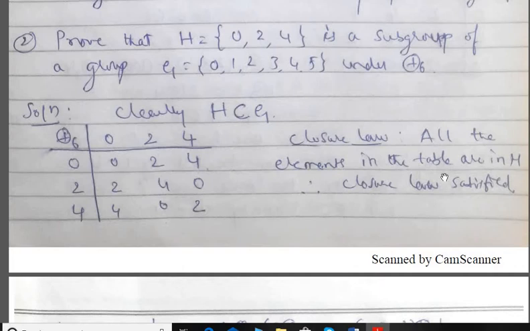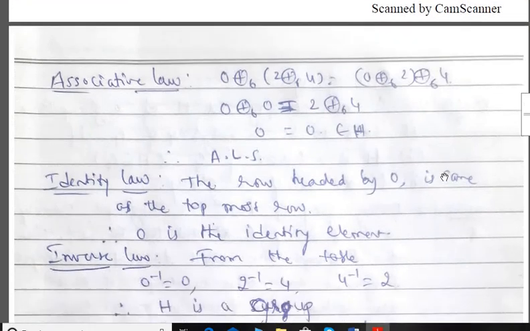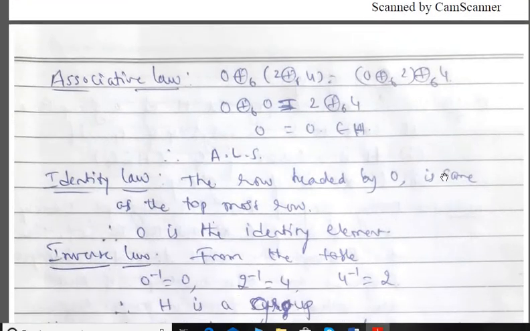These are all the elements in the set H. So therefore we can say that the closure law is satisfied. That means all the elements in the table are in the set H, hence we can say that the closure law is satisfied.